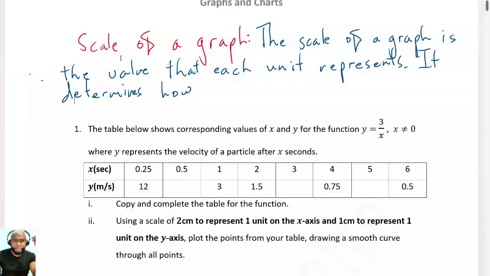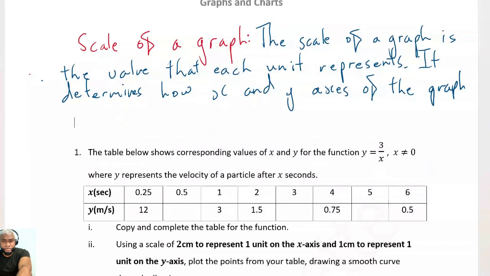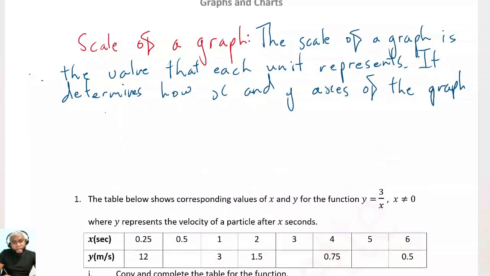Yeah. Right. So the scale of a graph. The scale of a graph is the value that each unit represents. Right. It determines how the graph is spread out. Right. Well, how the x and y axes of your graph are spread out.